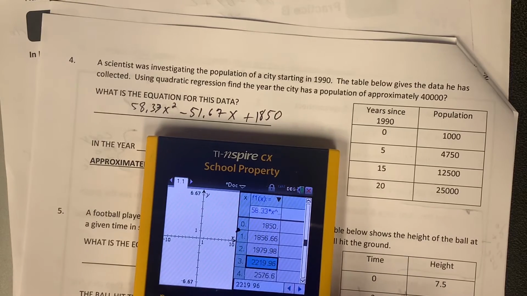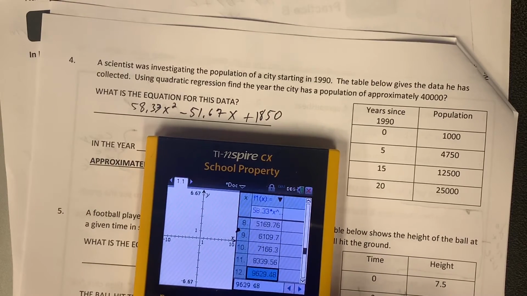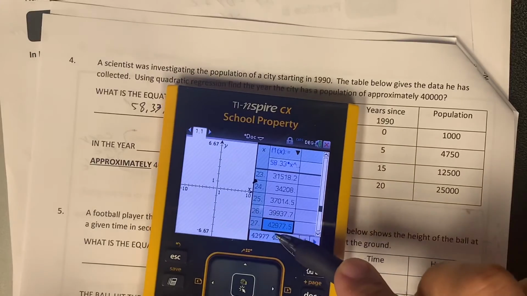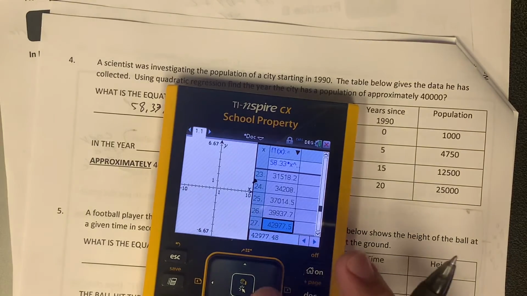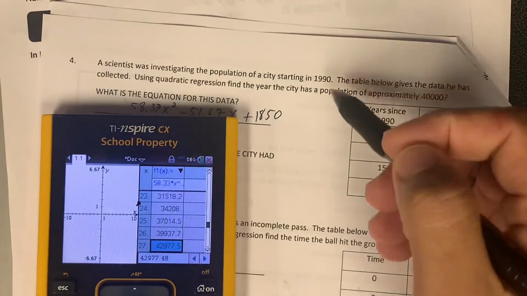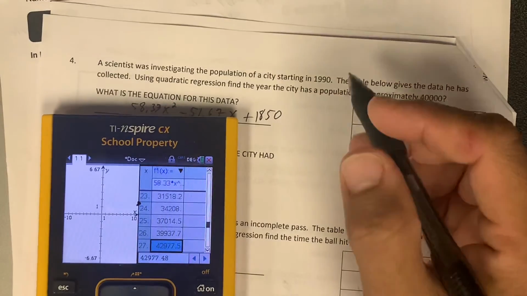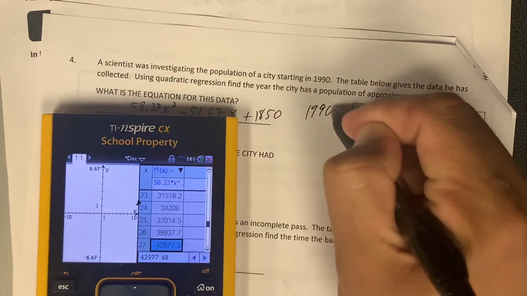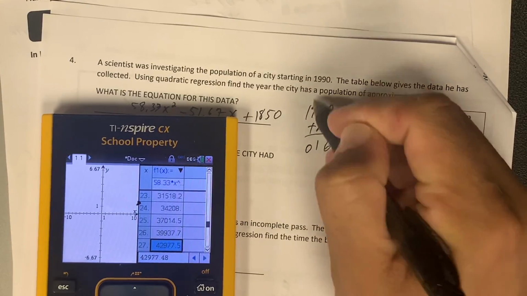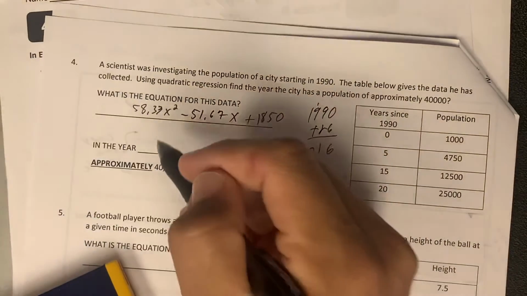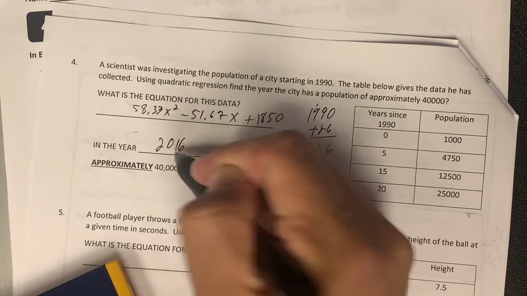So when you're going through this, start going up till you get to 40,000. All right, so right there, this is over 40,000. This one is almost exactly 40,000, right? It's 39,937. So it's 26 years after 1990, right? So 1990 plus 26, 2016. So that'll be in the year 2016, or was in the year 2016.